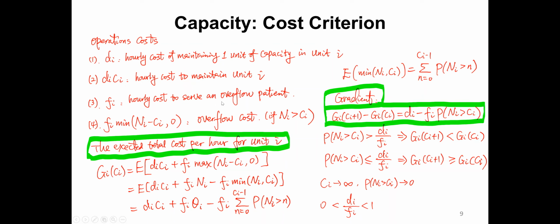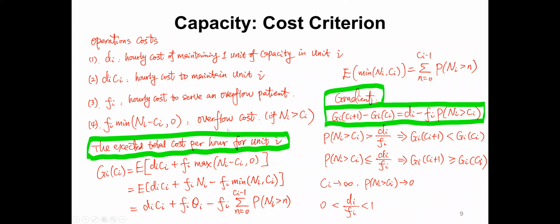Then the hourly cost to serve an overflow. Overflow means the patient is an overflow patient. That means when the patient comes, the capacity has been reached. You have to make special arrangements so that this overflow patient can be accommodated. So the cost is much higher. F_I is 5 times higher than D_I. Basically, F_I equals 5 times D_I.